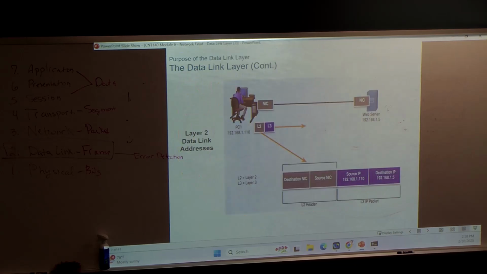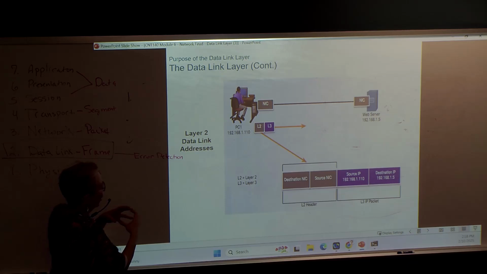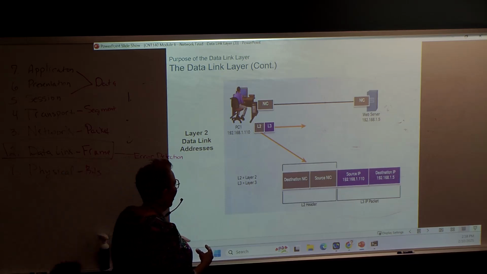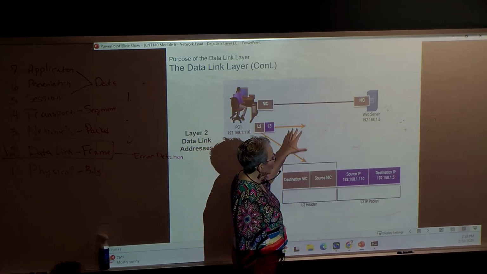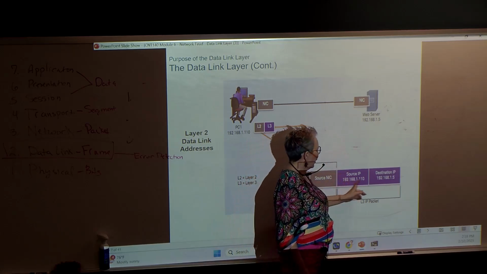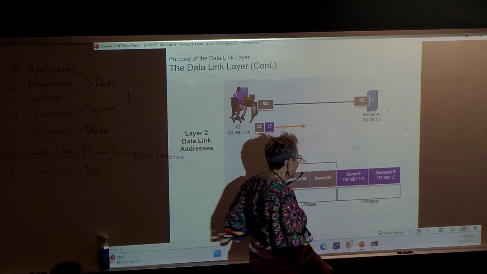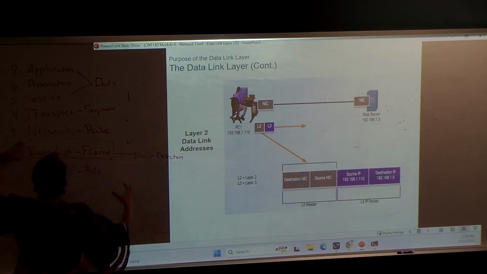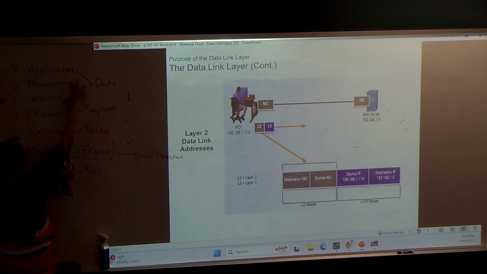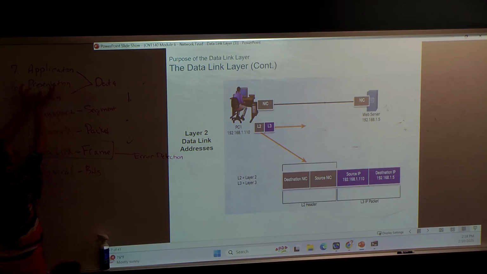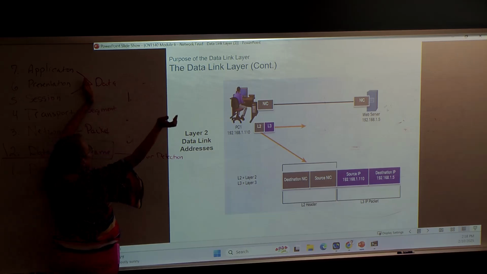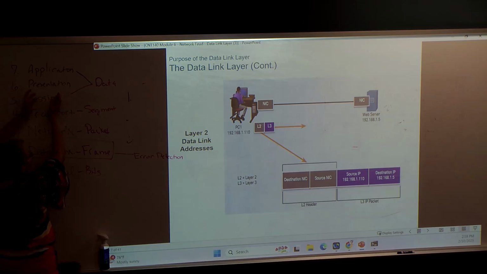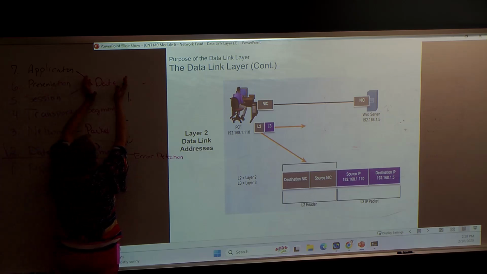Okay, let's see. Here, with our data link layer, the addressing that we're talking about is MAC addressing. Okay, we're talking about MAC addressing. When we're talking about the network layer, we're talking about IP addressing. Okay? Now, when this information at layer 7, 6, and 5 get bundled up, it becomes a what? A data PDU, right? So when application, presentation, and session get packaged up, it becomes a data PDU.